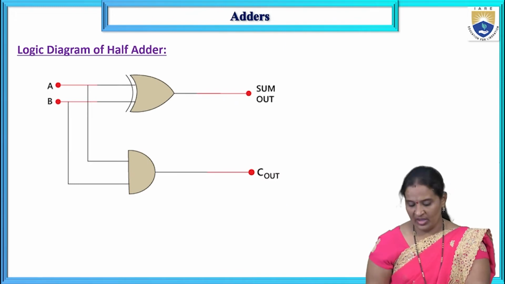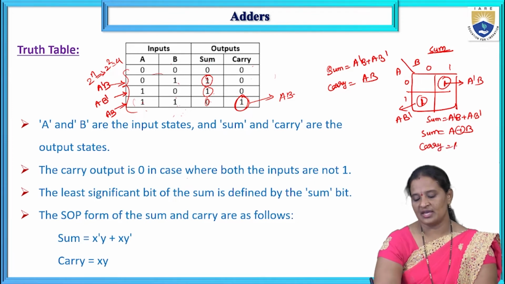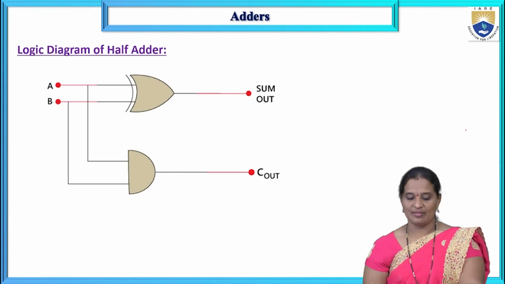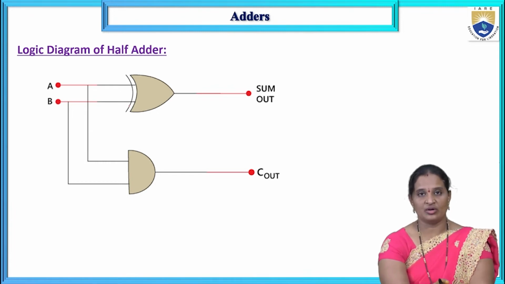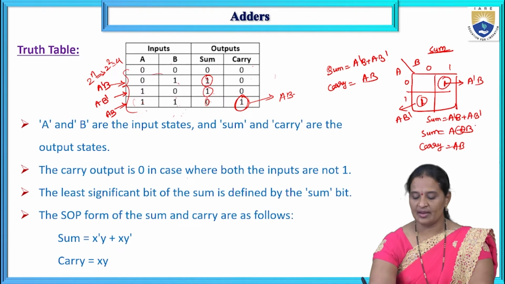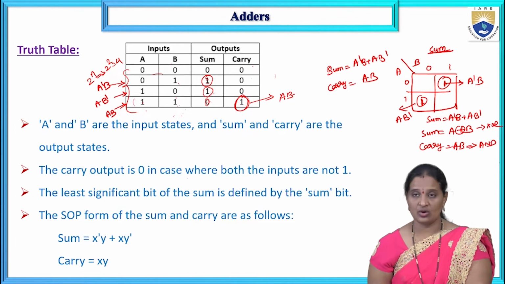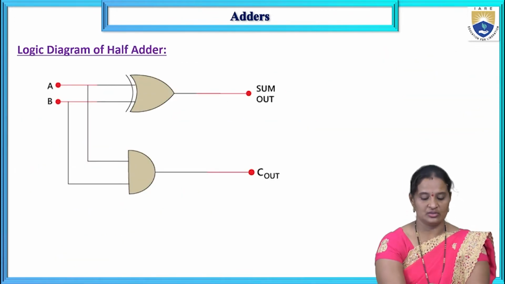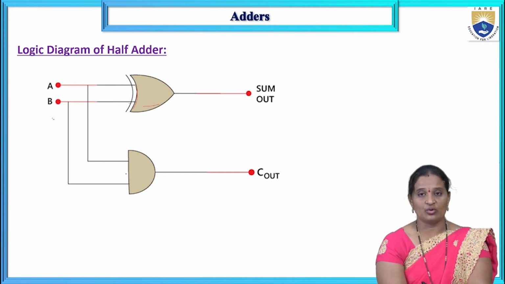So now we have got the Boolean functions. Carry output is A dot B, whereas sum output is A XOR B, which is equal to A bar B plus A B bar. So this is the logic diagram for half adder. In order to implement the half adder, to get the sum I have to use an XOR gate, and to get the carry output I have to use an AND gate. So to implement this half adder using logic gates, I require a 2-input XOR gate, to which the inputs are applied as A and B, and a 2-input AND gate.